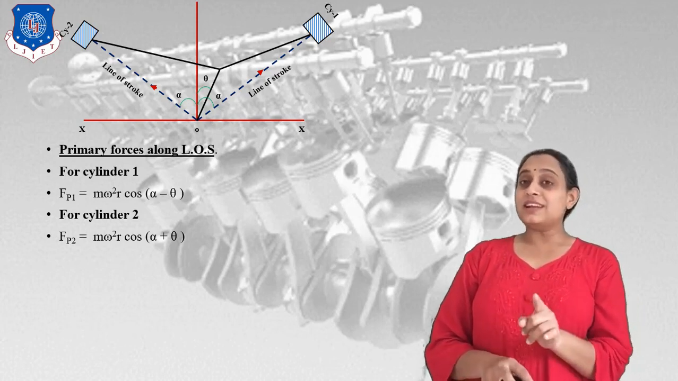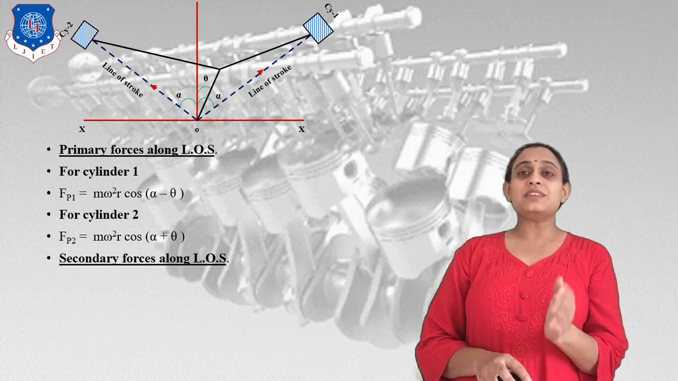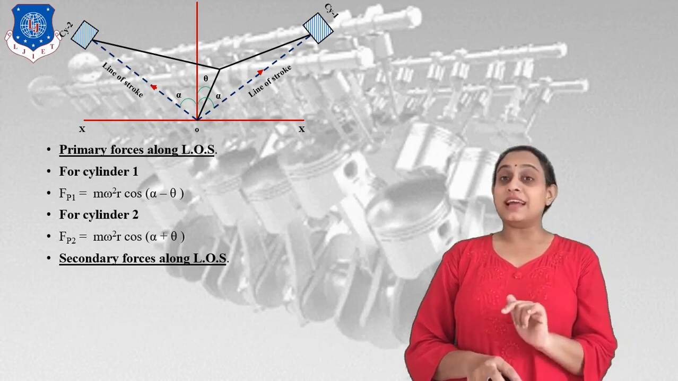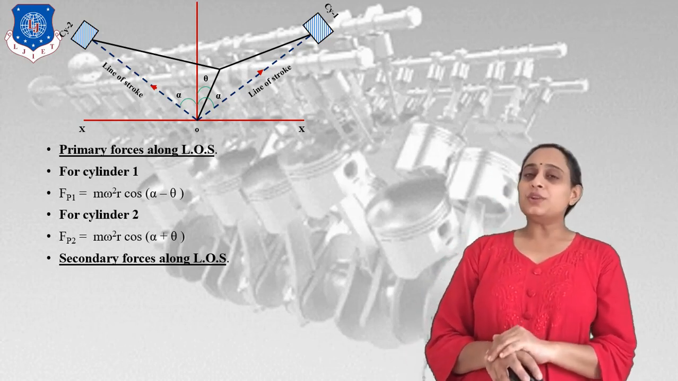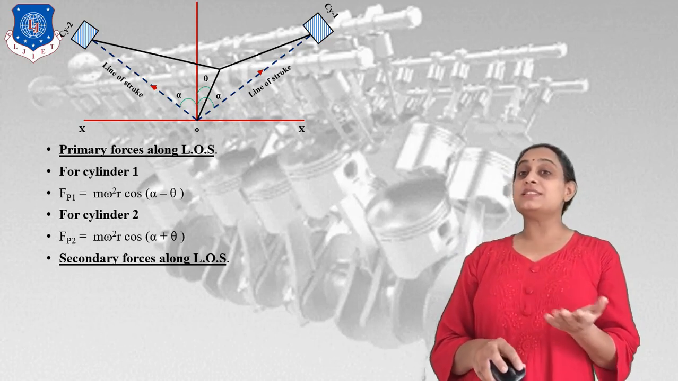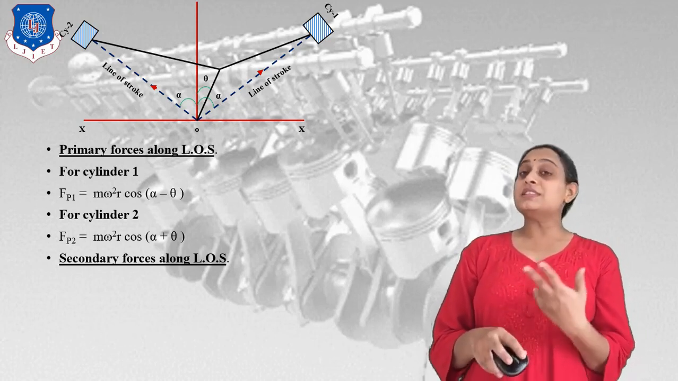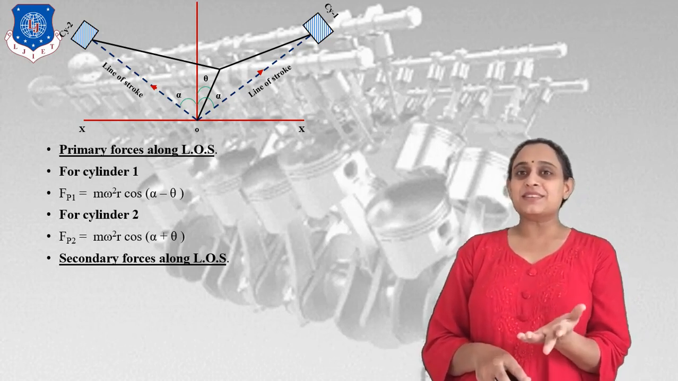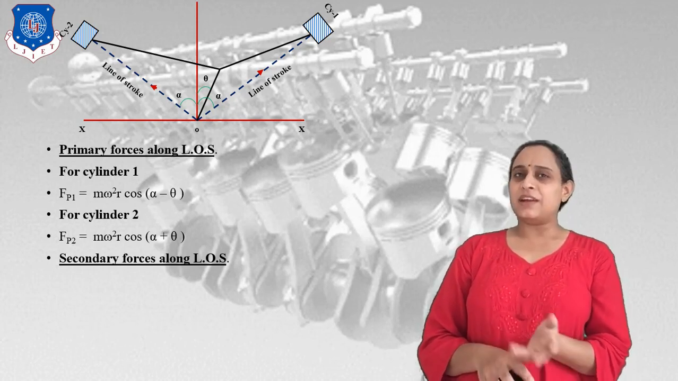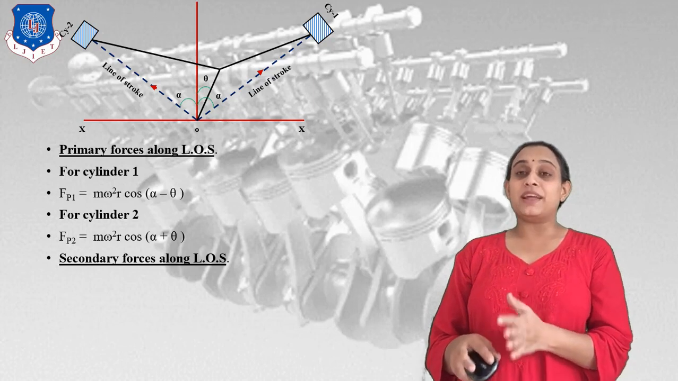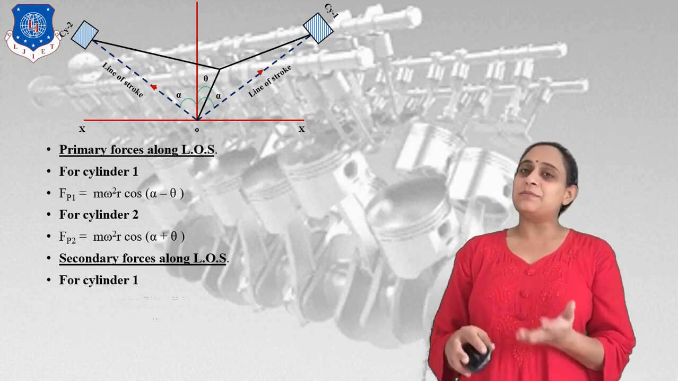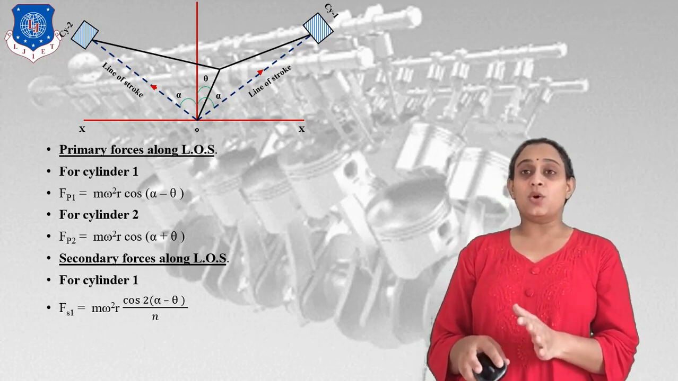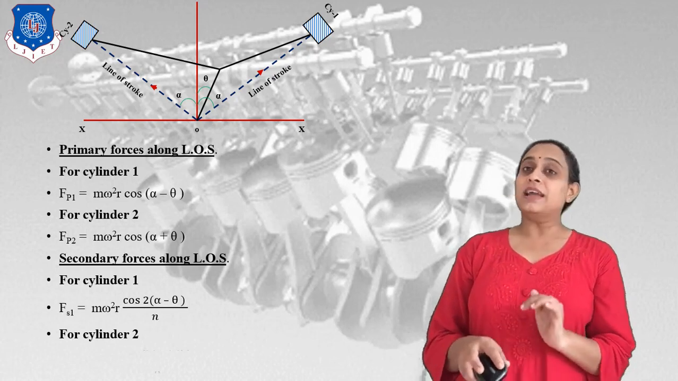As we all know, for a single cylinder engine, what is the secondary force equation? It is m omega square r cos 2 theta by n. And what is n? It is the obliquity ratio, right? So now, in this case, for cylinder 1, what is the angle? It is alpha minus theta. For cylinder 2, what is the angle? It is alpha plus theta. So what should be the secondary force equation? It will be Fs1, so we have to write m omega square r cos 2 alpha minus theta by n. If we consider cylinder 2, it is m omega square r cos 2 alpha plus theta by n.